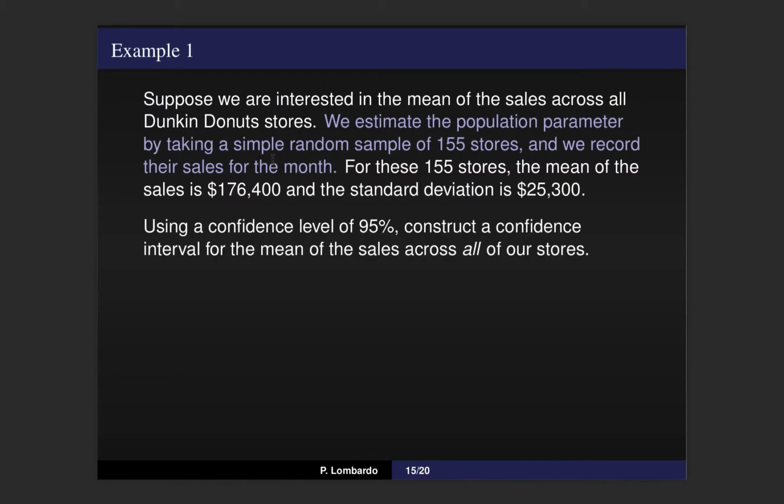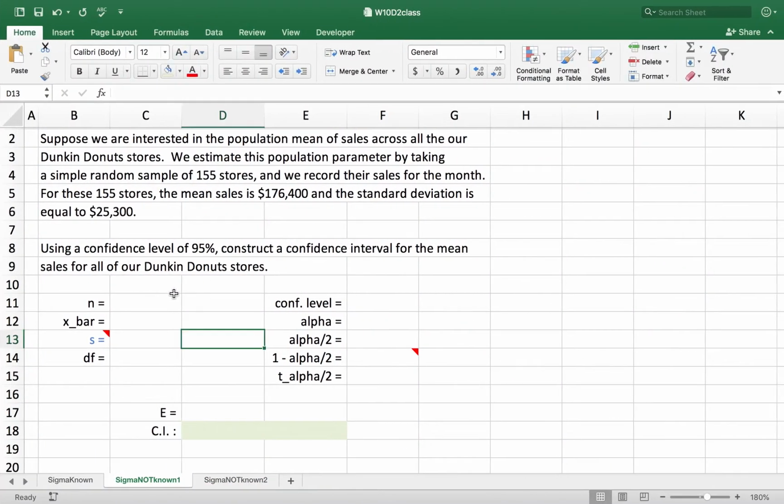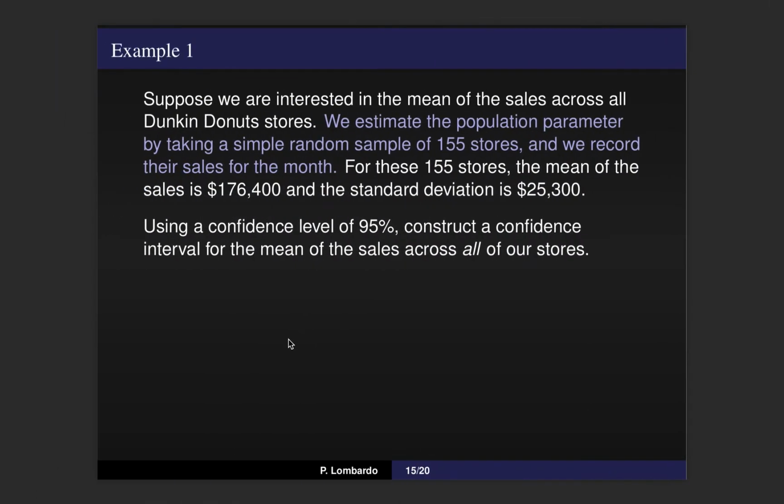We estimate the population parameter by taking a simple random sample of 155 stores, and we record their sales for the month. So we have a little bit more information. We're talking about monthly sales. That's sort of the unit that we're working with for this parameter. We also now know our sample size of 155. So n is going to be 155.